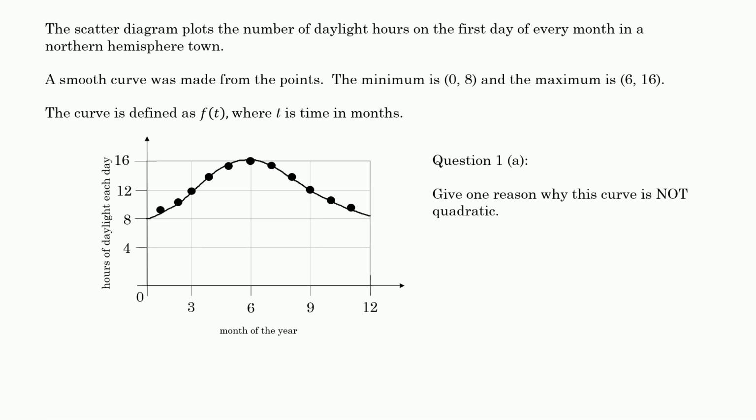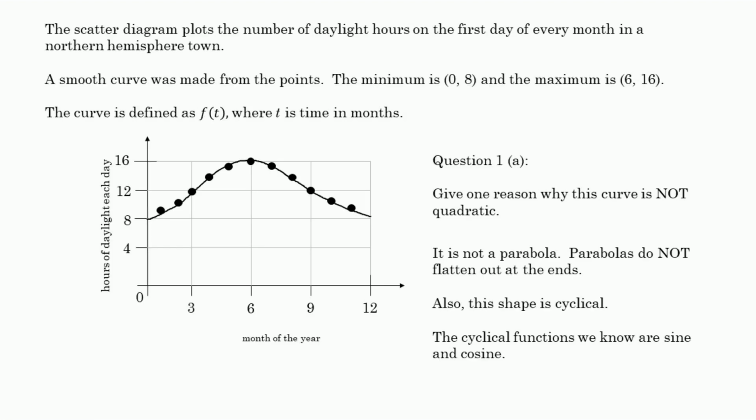The minimum is 8. The maximum is 16. The curve is defined as f of t, where t is time, in months. Give one reason why this curve is not quadratic. Please pause the video if you have not yet tried this question.